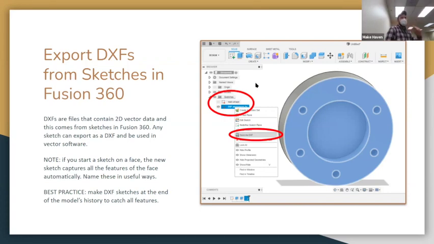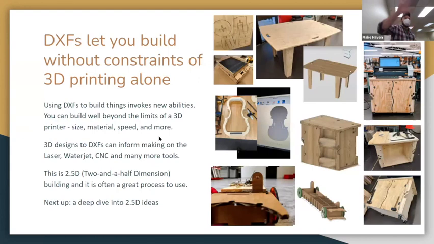It's a little different, but in Fusion 360, you make a sketch. Usually I'll make the sketch at the very end once I'm happy with the design, and then you can export that as its own separate thing. And so from there, you get access to all sorts of different building processes.